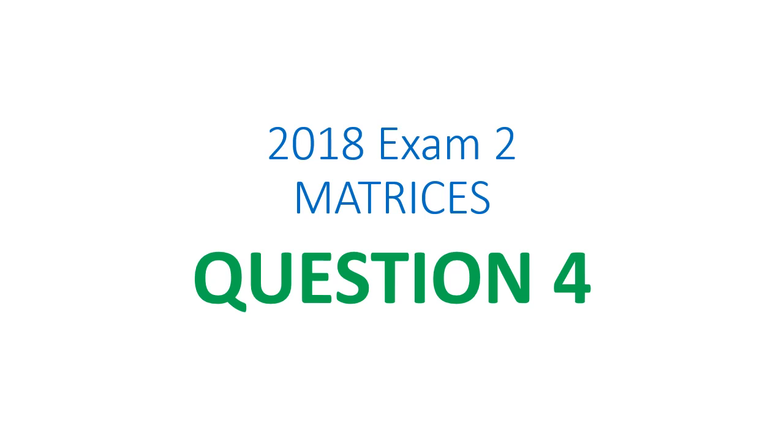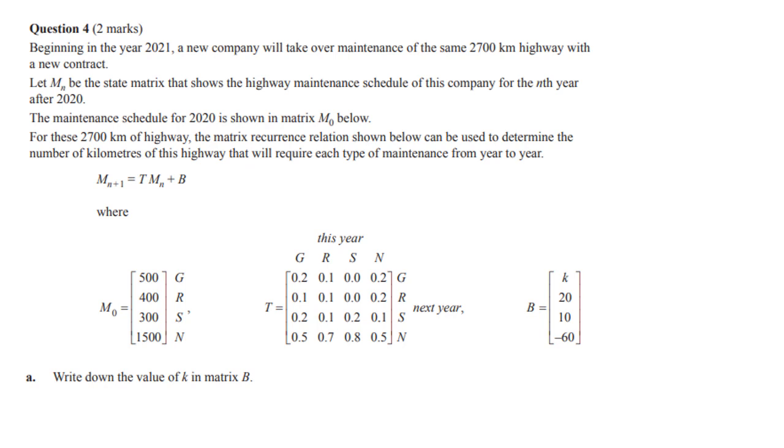2018 Exam 2 Matrices Question 4. Okay, again, doing that highway, the 2,700 kilometers of highway, and that's not changing. That's an important point. We've got this new recurrence relationship here with this plus B, which always makes things trickier. So here's our M naught as well as our T, and here's our B, and we've got this missing value k. And it says write down the value of k in this matrix.